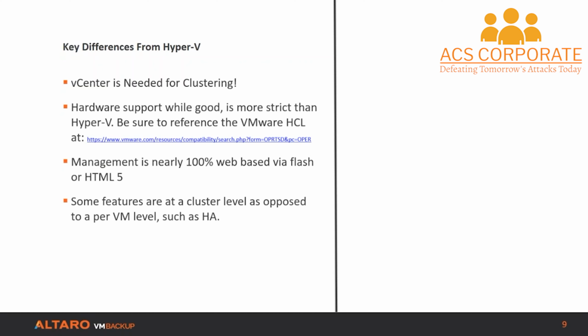Some features are at a cluster level as opposed to a per VM level. The big one here is HA. I always like to point this one out. Whereas in Hyper-V, you enable HA on a per virtual machine basis, in the VMware world, it's per cluster. So you enable it on the cluster layer, and every virtual machine inside of that cluster is enabled for HA at that point. So just something to be aware of.